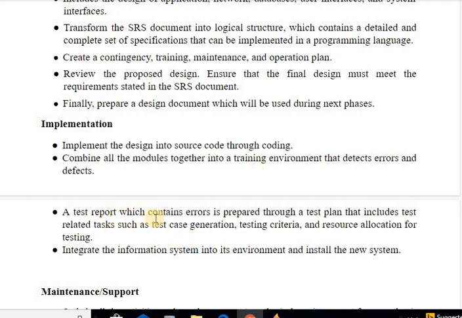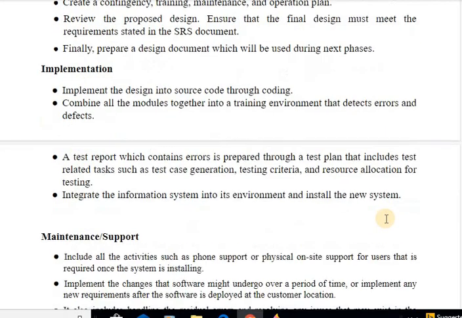And a test report which contains errors is also prepared through a test plan that includes the test related tasks and test case generation, testing criteria, and the system resources allocation for testing, which is also prepared in this implementation phase.